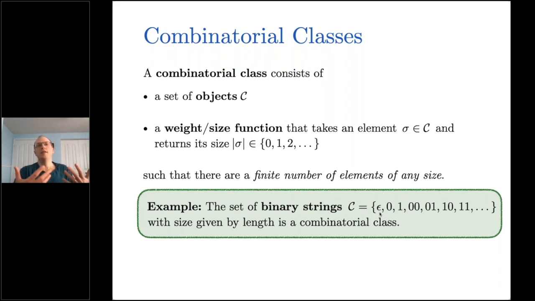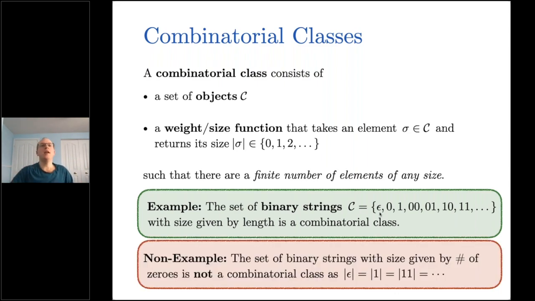This is usually thrown in because it helps certain definitions of manipulating binary strings. So if I take the set of binary strings as my set of objects, I also need a size function. In this case, probably the most natural size function is just the length of the binary string. And that is a combinatorial class, because if you look at the number of objects of any fixed length, you only have a finite number of binary strings. Now, a non-example would be if you take the set of binary strings, but you take the size to be the number of zeros in the string. This is not a combinatorial class because, for instance, the empty string and the strings 1, 1 1, and 1 1 1 would all have size 0 under this new definition, because they don't have any zeros in them.